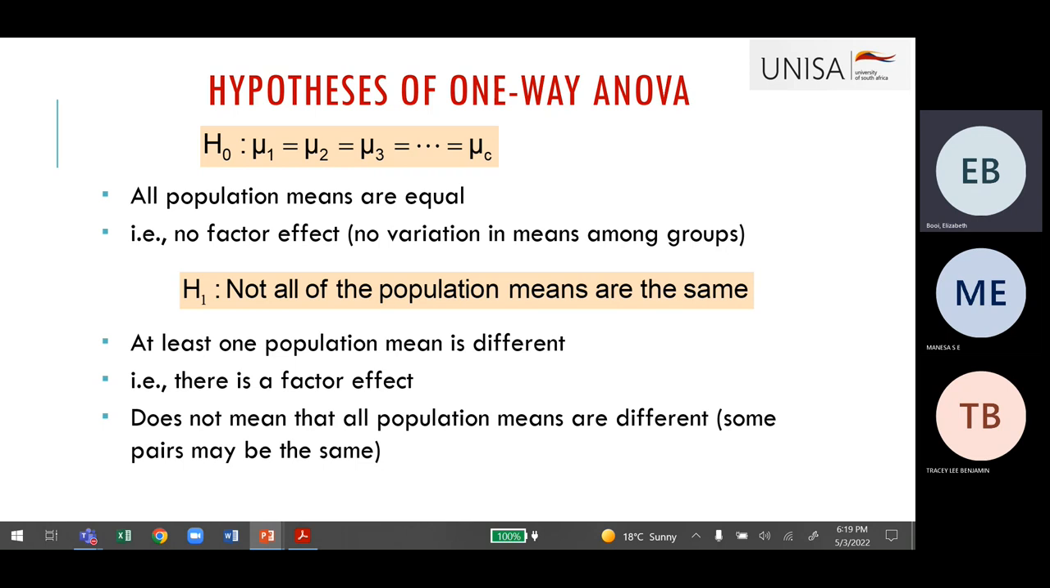So your alternative hypothesis will state that not all the population means are the same. There can be one or two population means that are the same, but not all of them should be the same. At least one population mean is different, and that will mean that there is a factor effect. That does not mean that all the population means will be different for the alternative hypothesis. So there might be some that are the same as well.